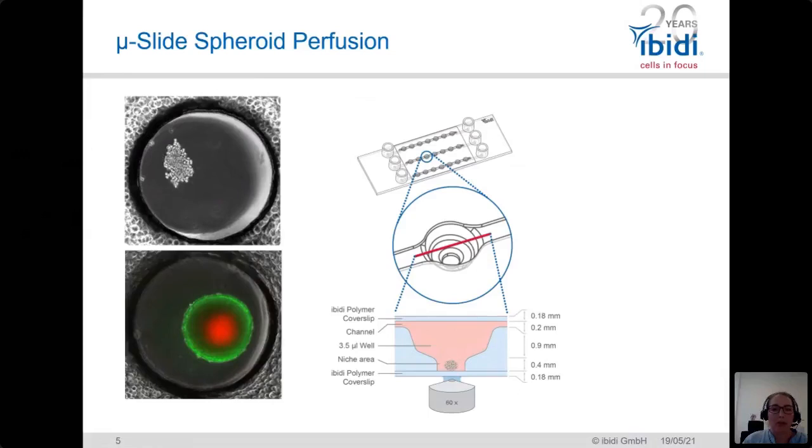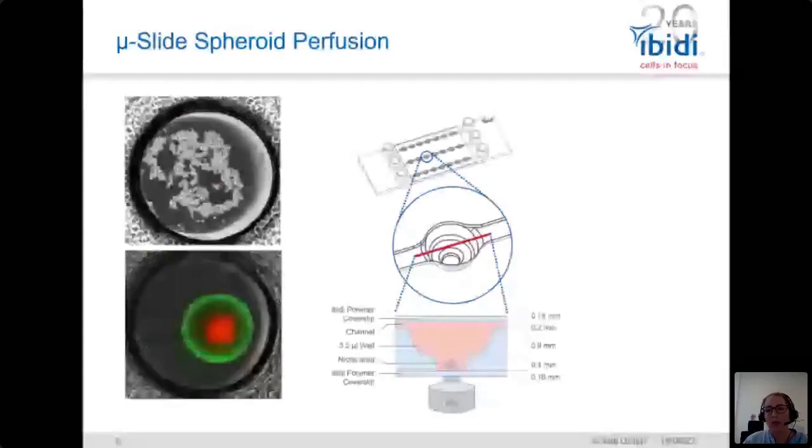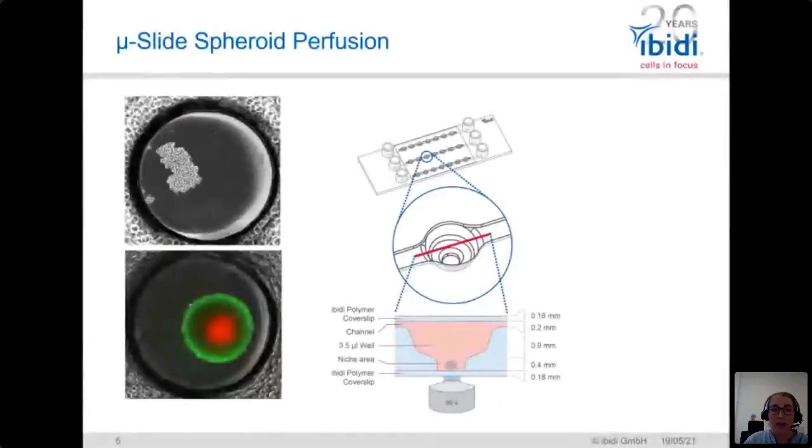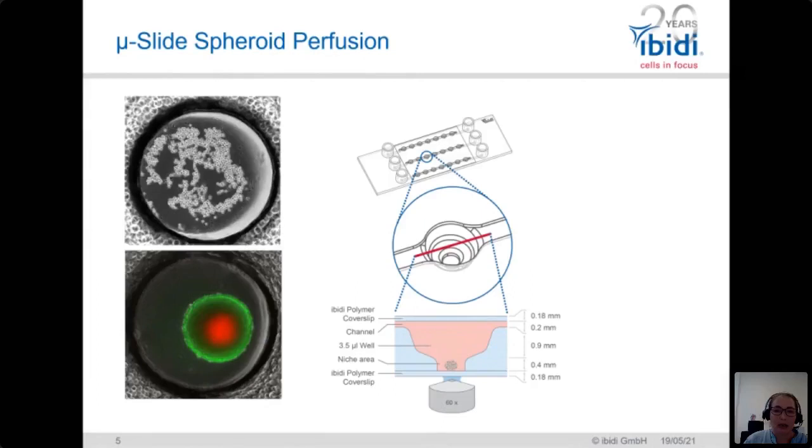One product which we launched last month is the Spheroid perfusion slide. This slide has 21 microwells with a bioinert surface that are connected by channels. So always 7 of these microwells are connected by one channel. And the microwells have a diameter of 800 microns. And of course, the bottom is a polymer cover slip, which allows the imaging.